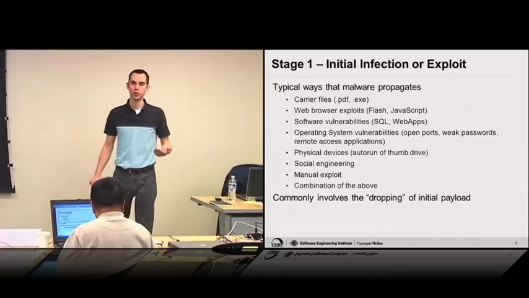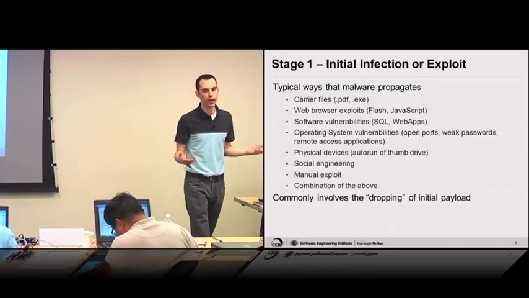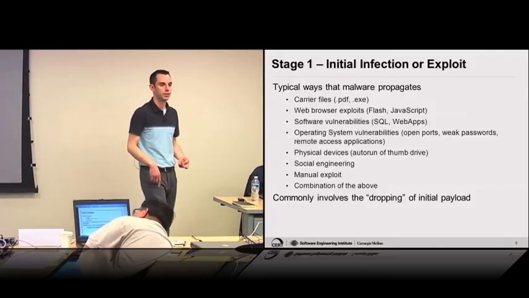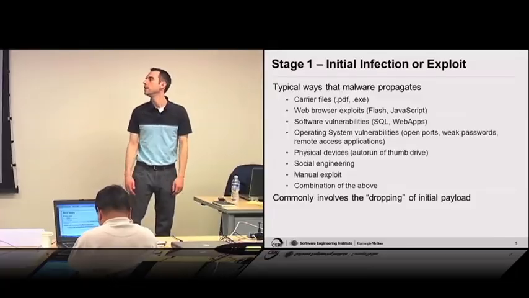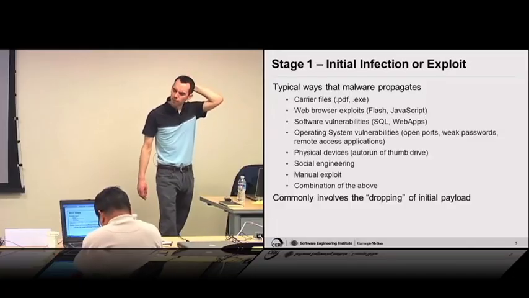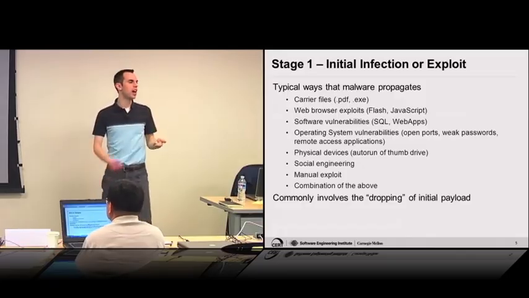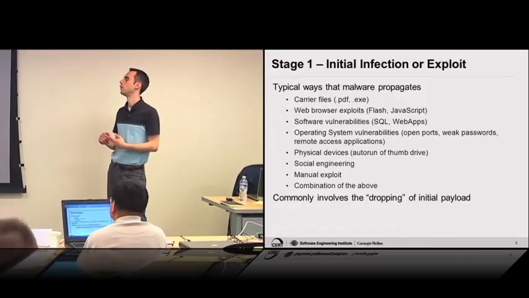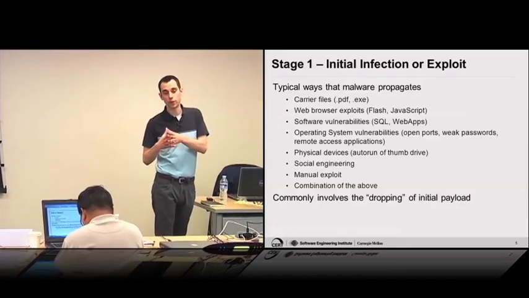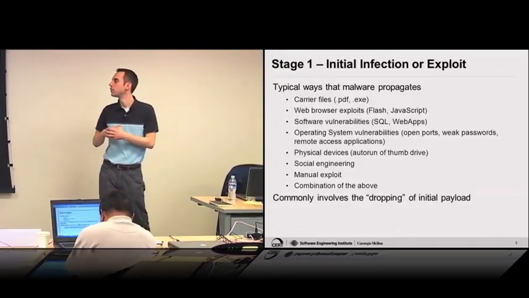So the initial infection or exploit is often conducted through a variety of different means, right? Some of the things like carrier files, PDFs, or executables are probably what you're most familiar with. There's also web exploits which exist, right? JavaScript exploits, Flash, things like that. You'll have particular software vulnerabilities, SQL, which we kind of talked about earlier on. We were talking about scanning and stuff like that, as well as web applications, IIS or Apache may have a particular vulnerability. There may be an operating system vulnerability that hasn't been patched yet or hasn't been applied to the system.